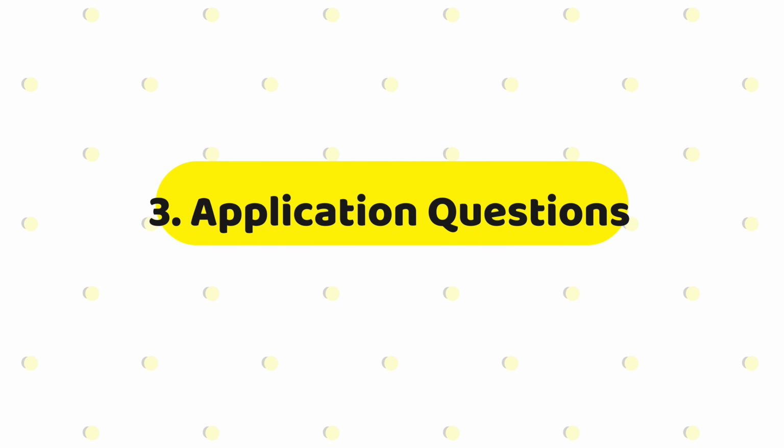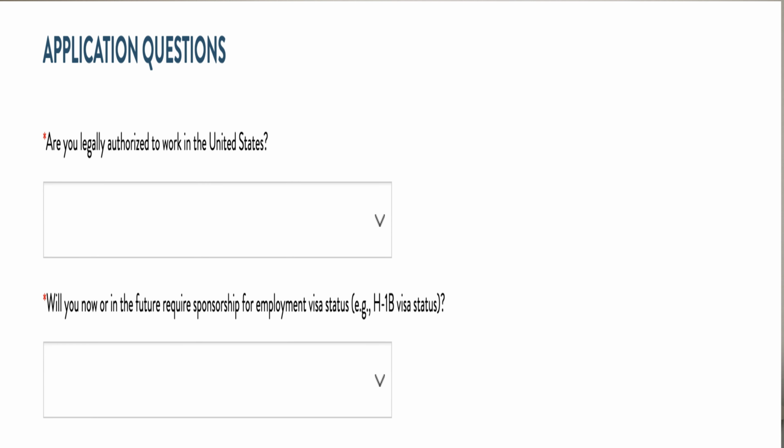3. Application questions. Let me read these questions for you. Are you legally authorized to work in the US? Simply answer yes or no. Will you now or in the future require sponsorship for employment visa status? For example, H-1B visa. If you need to know more about this H-1B visa, check out this video. They'll help you understand what it is and how to get it.